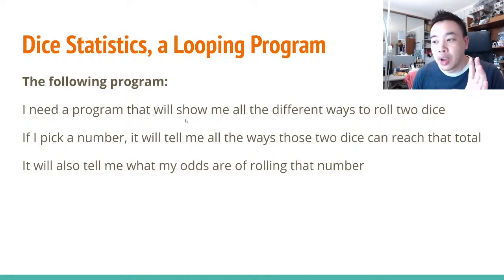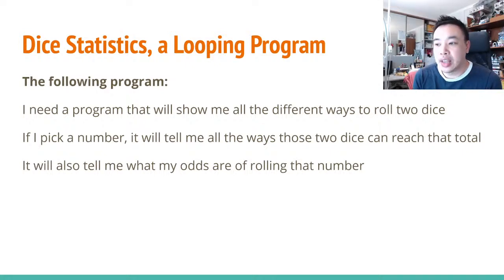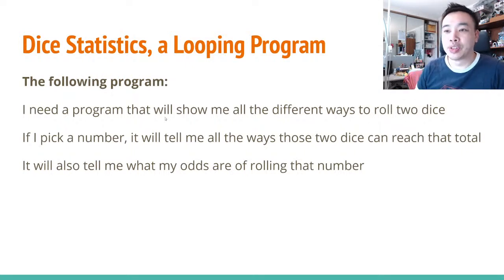Okay, so what I'm looking at is I have 2 dice, so we just stick with 6-sided dice like we've been doing. And what we want to do is look at all the different ways that we can roll 2 dice, and then given that we have all the different ways to roll 2 dice, let's see if we can figure out how many different ways we can roll one single number with those 2 dice, and we'll see if we have time. We're probably going to have time for this. Let's look at the odds of rolling that particular number with those dice.